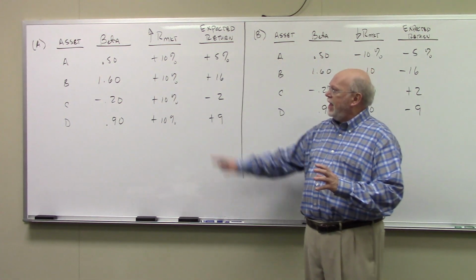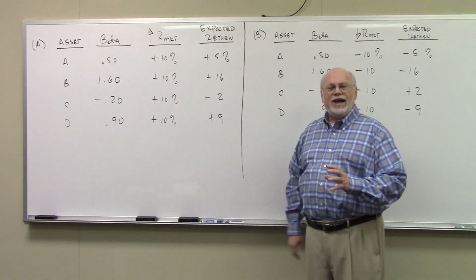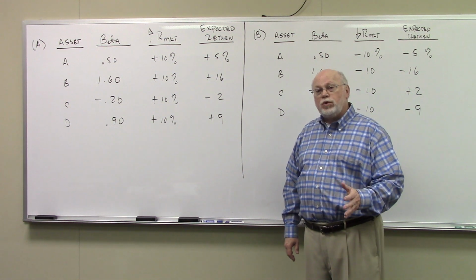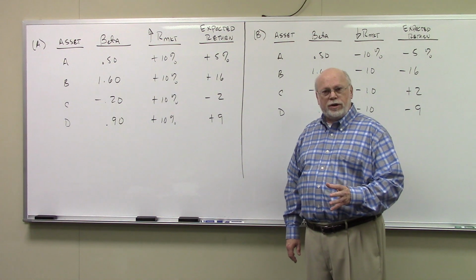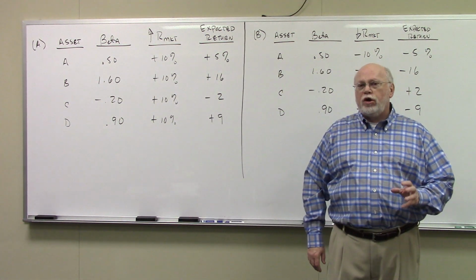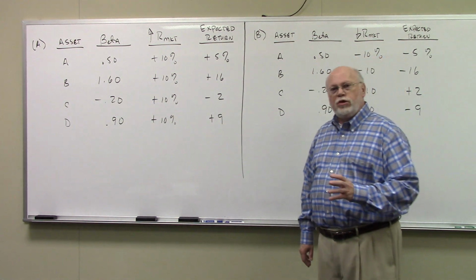So for asset A, 0.5 times 10%, you'd expect asset A to give you a 5% return. You're taking on less risk than the market. You should expect less return than the market return. Asset B, on the other hand, you're taking 160% of the risk of the market. What return do you expect?